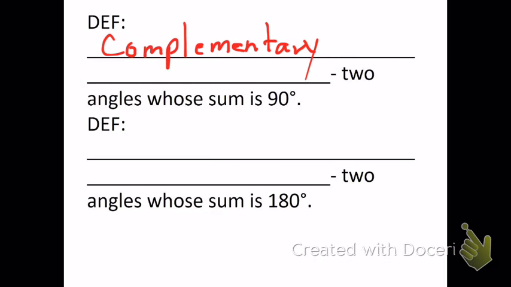And 2 angles whose sum is 180 are what? Supplementary. Very good. Now I always had a hard time remembering which was which, which is complementary, which is supplementary. So a little thing you can use to help you remember is a supper table is flat, right? It's 180 degrees. So supper table, flat, 180 degrees. That's a supplementary angle. They add to 180.